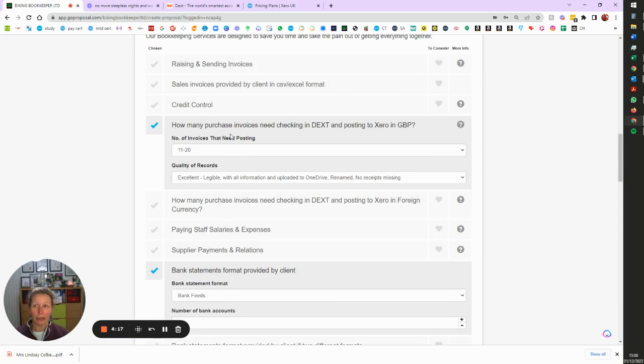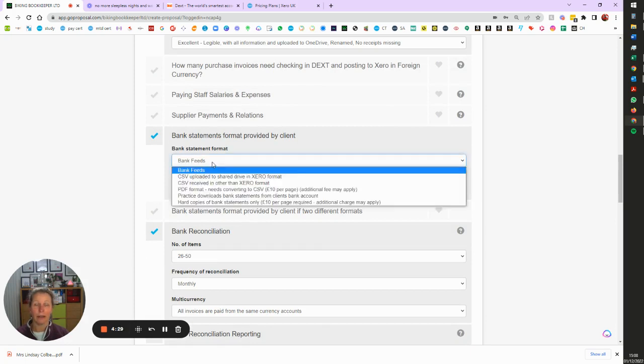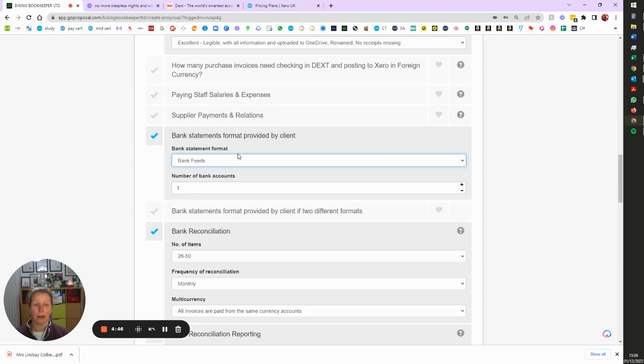Then the client agrees he's got 15 plus or minus purchases a month, which will be uploaded to Dext through the means I explained earlier. There will be one bank account, and the client happily agreed that they allow Zero to download the information from their bank account. Obviously, not all bank accounts allow bank feeds, but most of the clients we work with do. If you weren't happy to do bank feeds, we've got other options, but this client is happy to log in every 3 months and update the bank feeds.